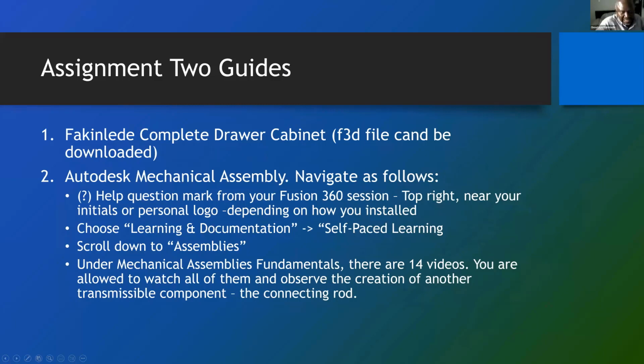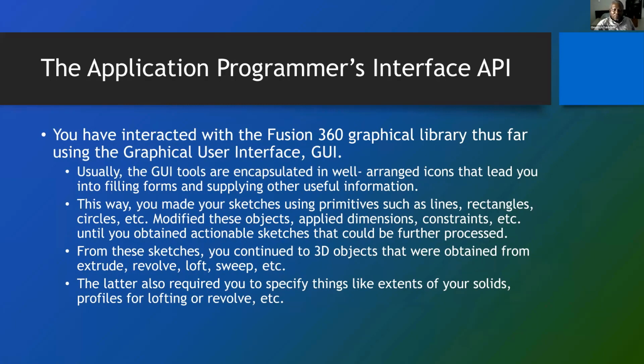We now want to talk about the applications programmers interface to Fusion 360. You have interacted with Fusion 360 graphical library and application framework thus far using the graphical user interface. Usually, GUI tools are encapsulated in well-arranged icons that lead you into filling forms and supply other useful information. That way, you make your sketches using primitives such as lines, rectangles, circles, modify these things by applying dimensions, constraints, until you obtain actionable sketches that could be further processed.